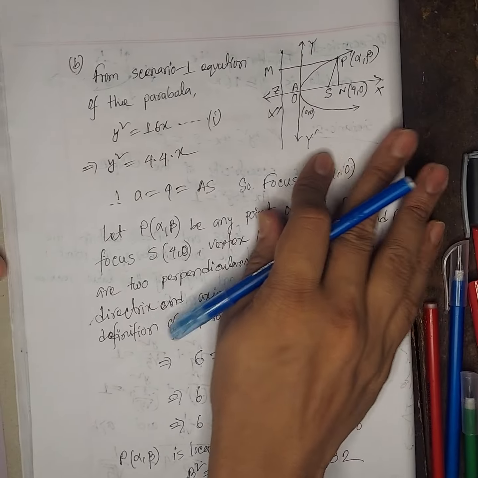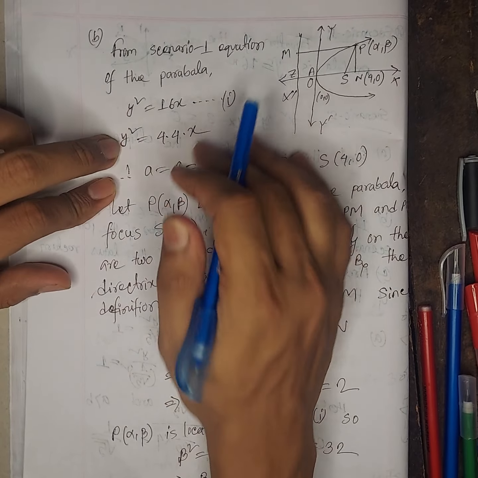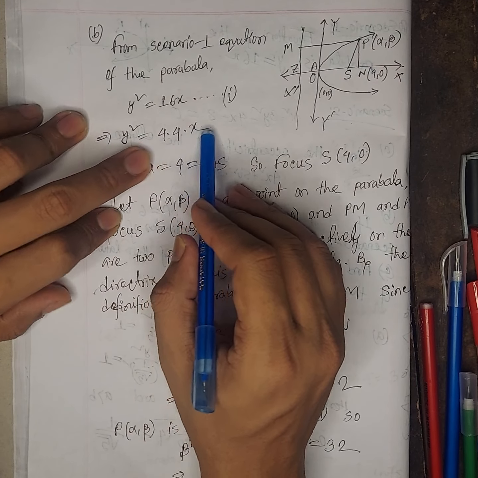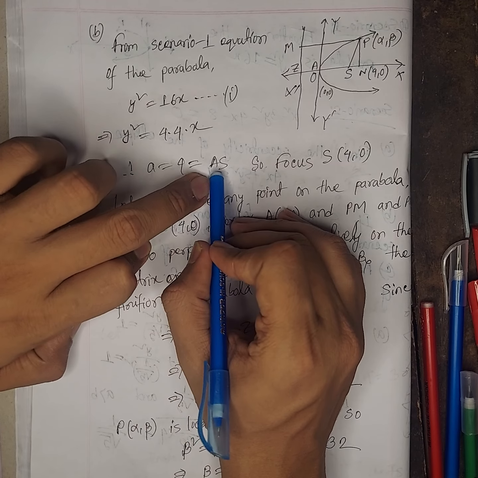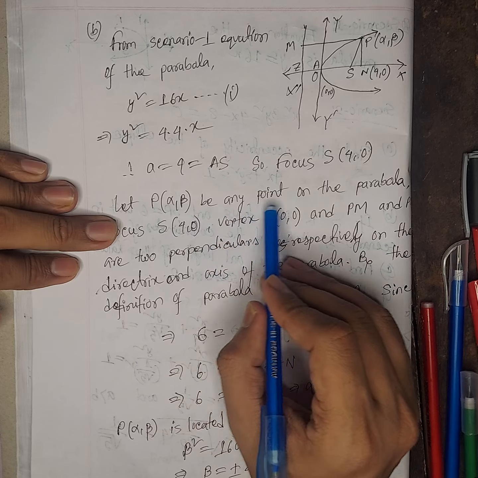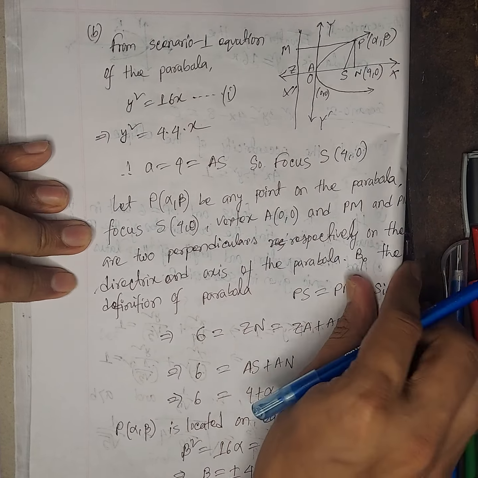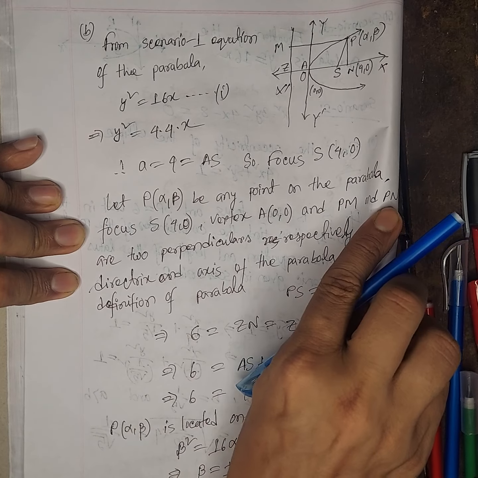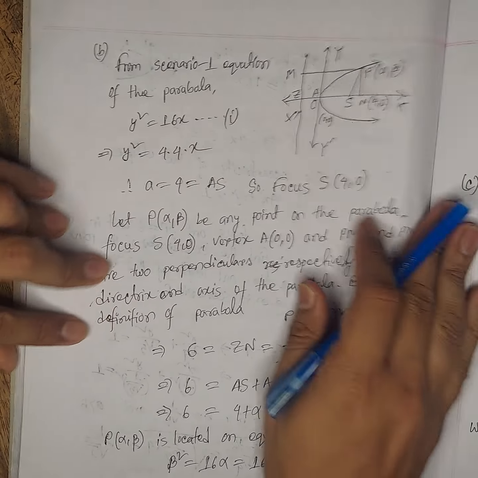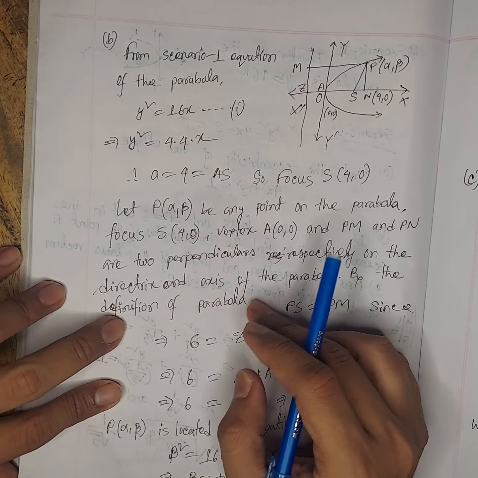Then in part B, from scenario 1, the equation of the parabola is y squared equal to 16x. Here we can write y squared equal to 4 times a times x, so a is equal to 4. So the focus is (4, 0). Let P (alpha, beta) be any point on the parabola, with focus (4, 0) and vertex A (0, 0). PM and PN are two perpendiculars respectively on the directrix and the axis of the parabola.